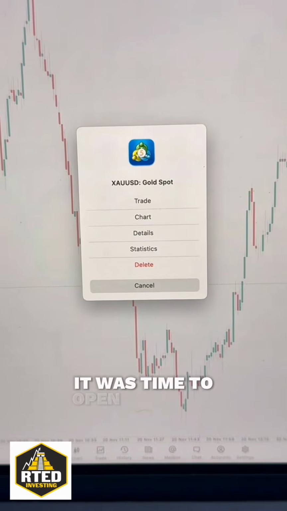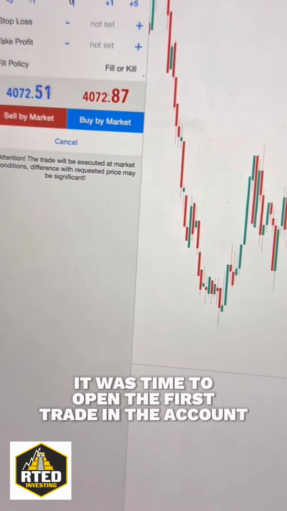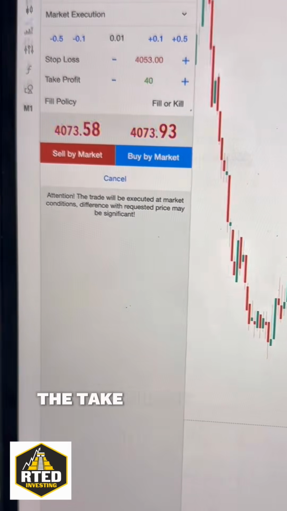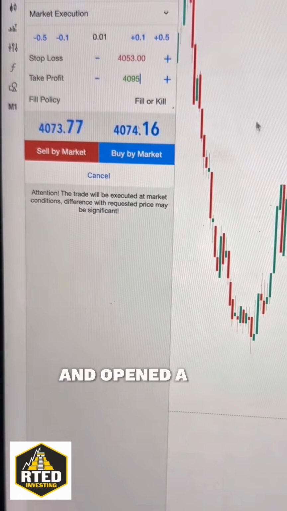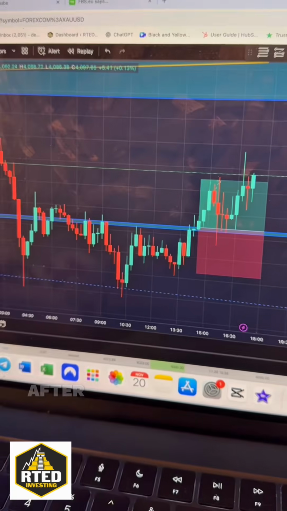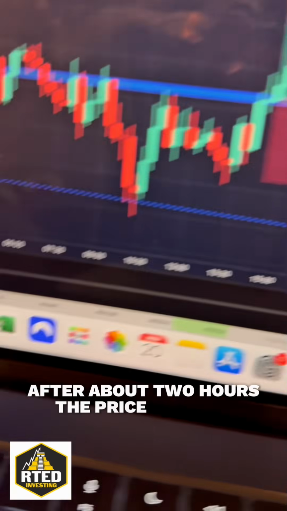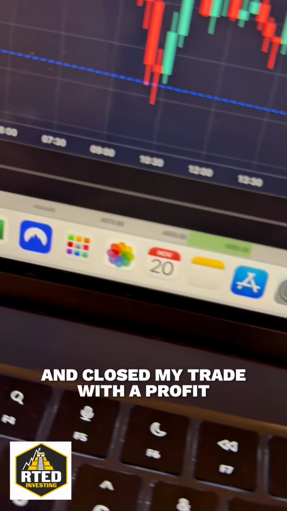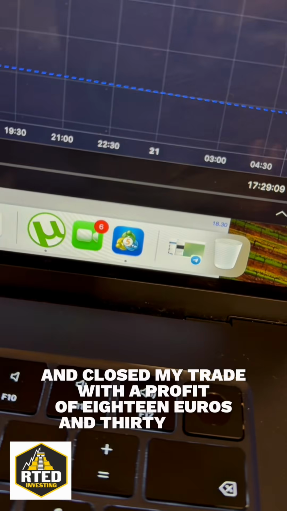It was time to open the first trade in the account. I entered the trade size, the stop loss level, the take profit level, and opened a buy trade since I was expecting the price to rise. After about 2 hours, the price went up, hit the take profit, and closed my trade with a profit of 18 euros and 30 cents.